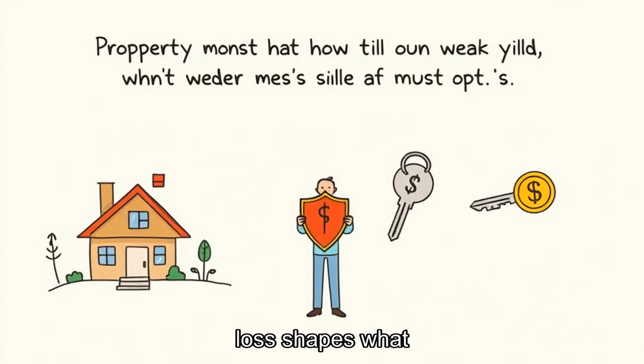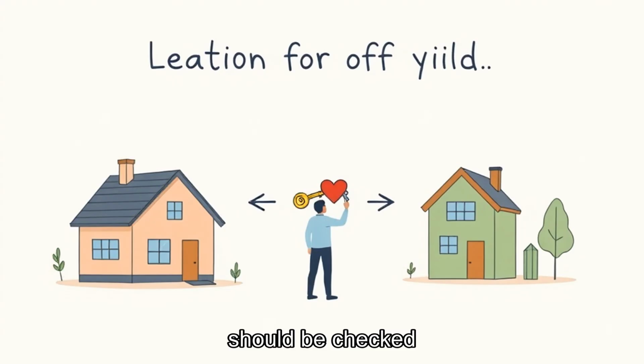Vacancy loss shapes what should be checked next. Location affects yield in different ways. Expensive prime areas may have lower yields but stronger resale demand. Less expensive areas may offer higher yields but more vacancy risk or slower price growth. Repair reserves turn the idea into something practical rather than only theoretical.